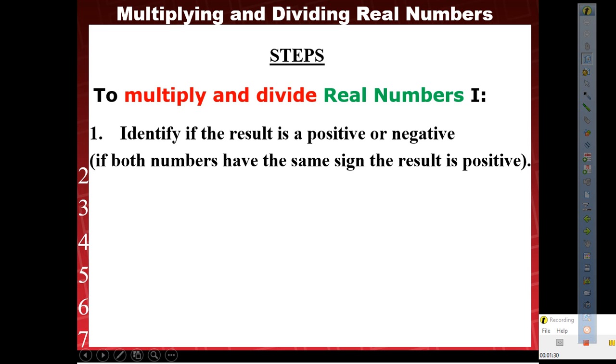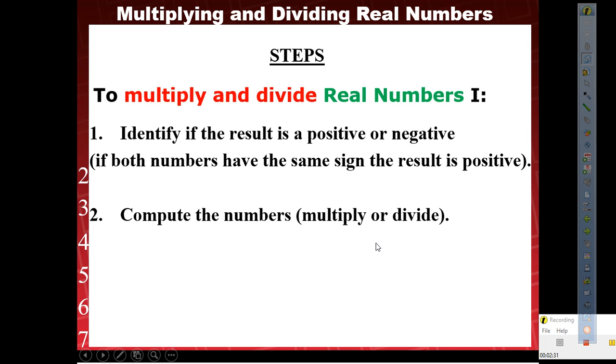What I want us to start thinking about is the sign first, whatever the solution to the multiplication or division. Focus on that. And that's why step number 2 would be compute the numbers, which is multiply or divide, and at the end you're going to simplify. I don't want you to do the work first, because if you do the work first, sometimes we tend to forget. Okay?